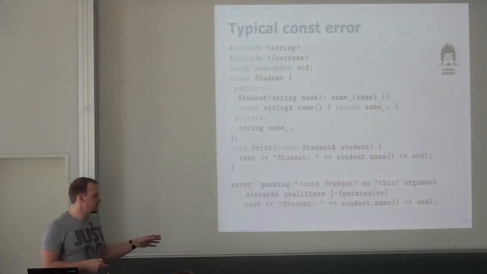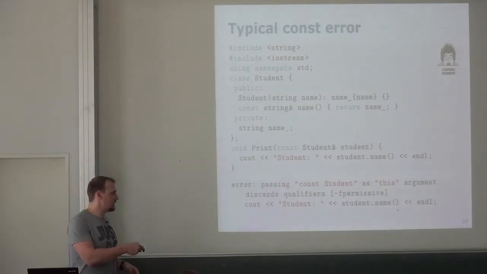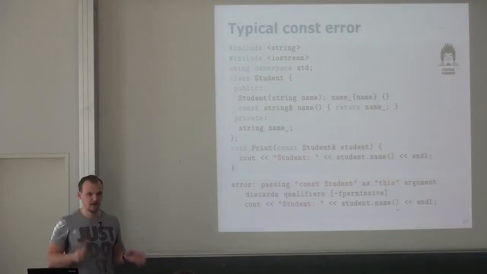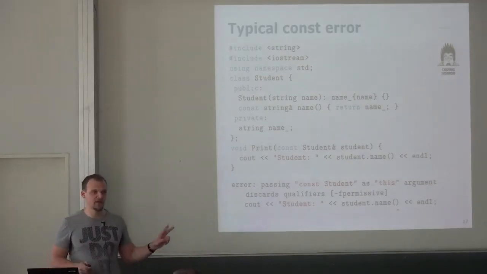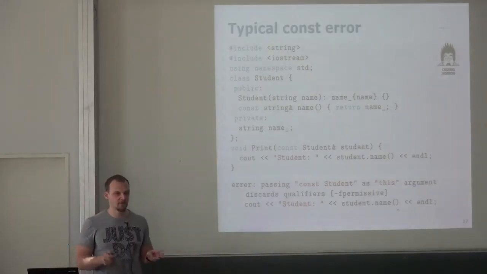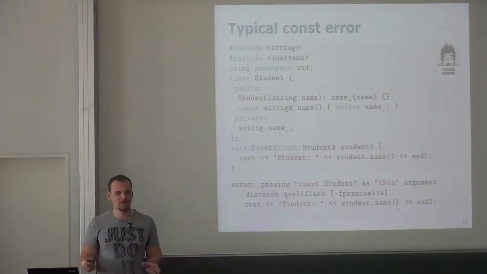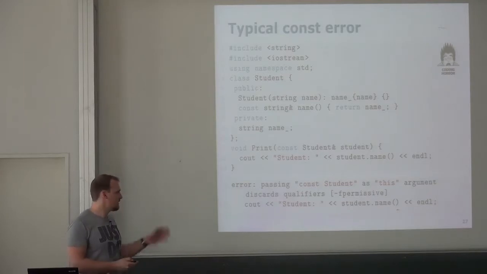And the typical error that you can see is this. Passing const something as this argument discards qualifiers. So this discards qualifiers. There are two words that are an indicator of an error with const. Whenever you see them, it means you definitely have a problem with const, right? So just remember those two words.